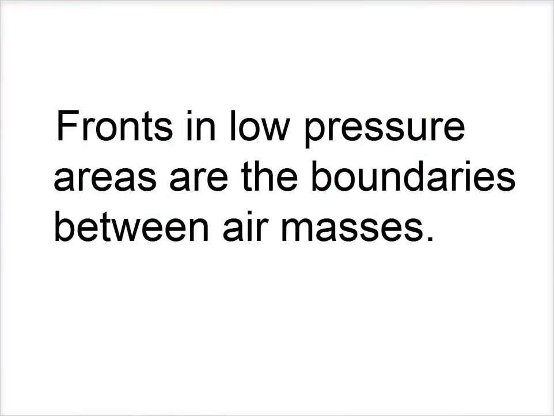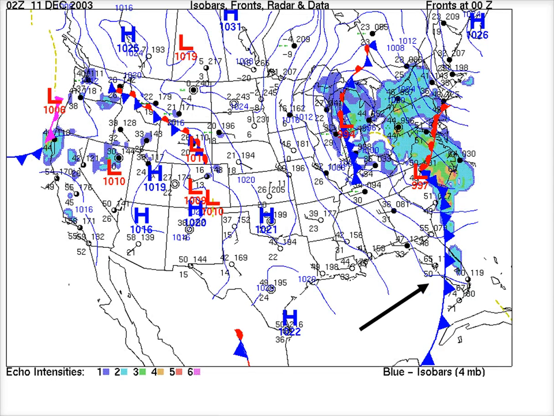Now our front is a boundary, and it's a boundary between colder and warmer air masses. So we're going to take a look at a cold front here, and we're going to look at both sides of the cold front.